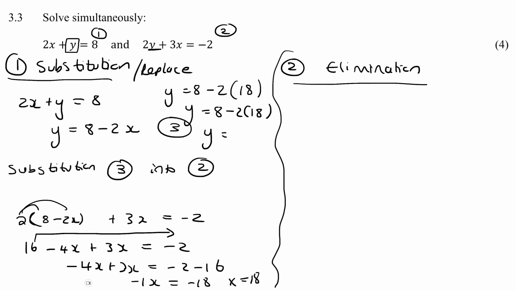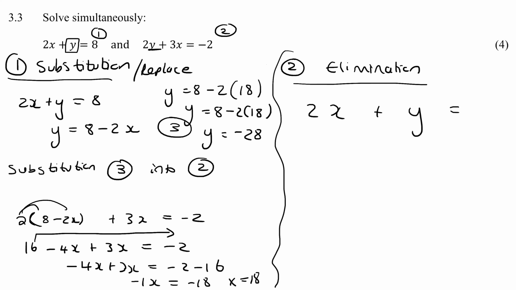And so if you type that on the calculator, that's what I was meant to say, you end up with negative 28. So x is 18, y is minus 28. If you're happy with that method, you don't need to watch this method. But for those of you that like elimination, let me show you how to do it.